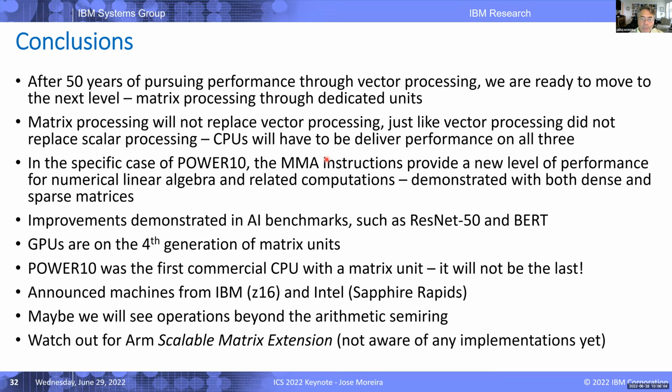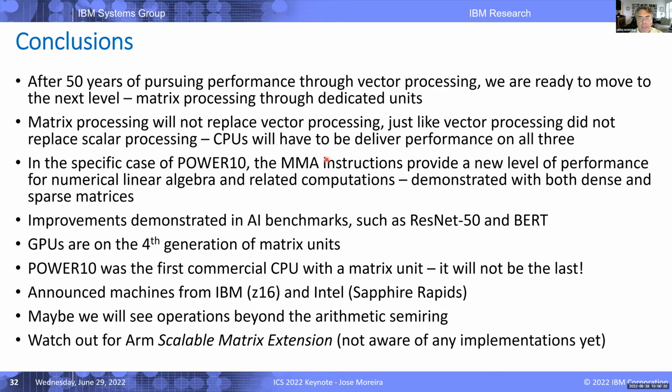Now, GPUs are already on the fourth generation, and it has worked very well for them. That's how GPUs deliver their petaflops of advertised performance. Power 10, I say, was the first commercial CPU with a matrix unit and will not be the last. You'll see announced machines from IBM Z, the Z16, and from Intel with Sapphire Rapids.